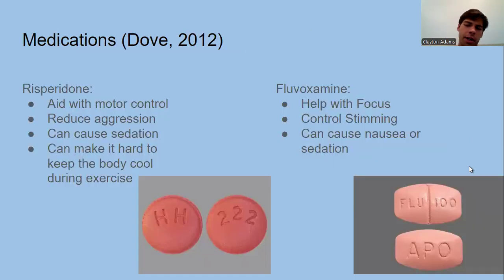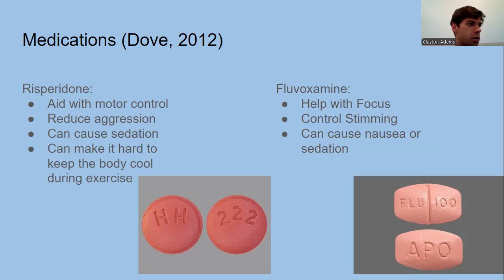There are medications that can be used to help with some of the symptoms of autism. The first medication, risperidone, helps with that motor control issue, allows them to maybe regain some of their functions to participate in activities, in exercise, or just activities of daily life. It helps reduce aggression and control those outbursts and angry movements. On the flip side, it can cause sedation, making the person very tired. And when looking at exercise, it can make it hard. The body will not recognize that it's overheating, and it won't keep the body cool. So that's something to watch for.